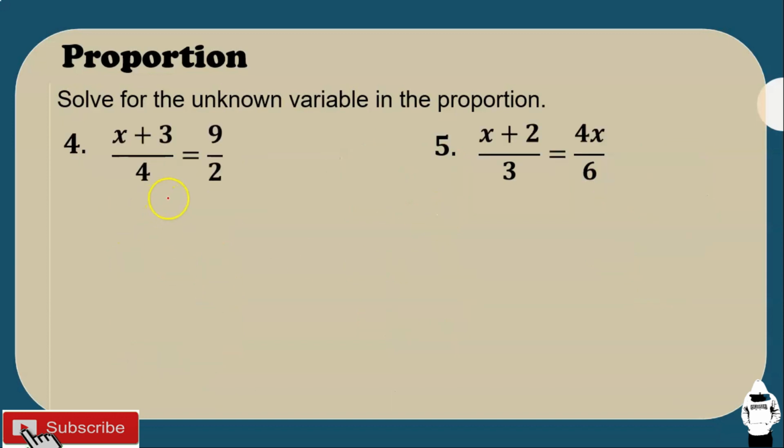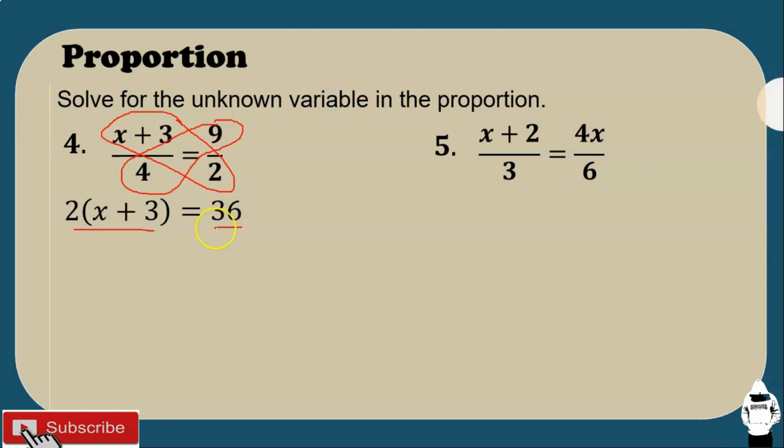Let's have the fourth example. (x + 3)/4 is equal to 9/2. So, again, we need to use cross multiplication property. So, that is (x + 3) times 2 is equal to 9 times 4. And then, unahin natin ito, (x + 3) times 2, that is equal to 2 times the quantity (x + 3) is equal to 9 times 4, that is equal to 36. And then, distribute this one, 2 times x, that is 2x. 2 times positive 3, that is positive 6, is equal to 36.